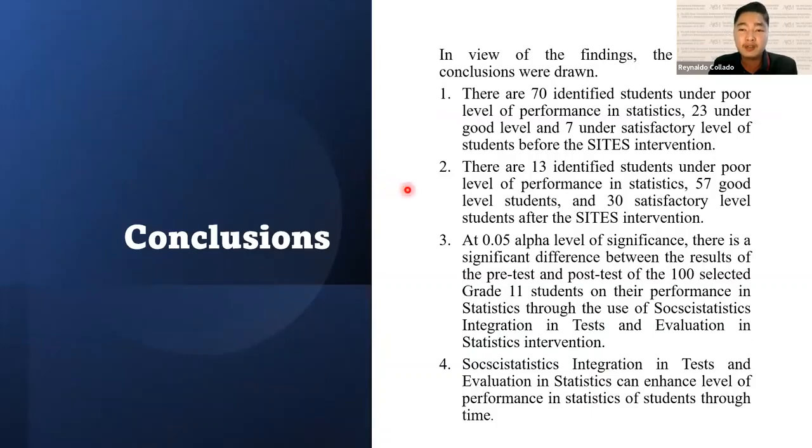First, there are 70 identified students under poor level, 23 on good level, and 7 on satisfactory level before the SITES intervention. Now, after the SITES intervention, these became 13 students under poor level, 57 on good level, and 30 on satisfactory level. The test was tested at 0.05 level of significance, and it showed a significant difference between the pretest and post-test results of these 100 grade 11 students that I have selected, employing the SITES strategy.